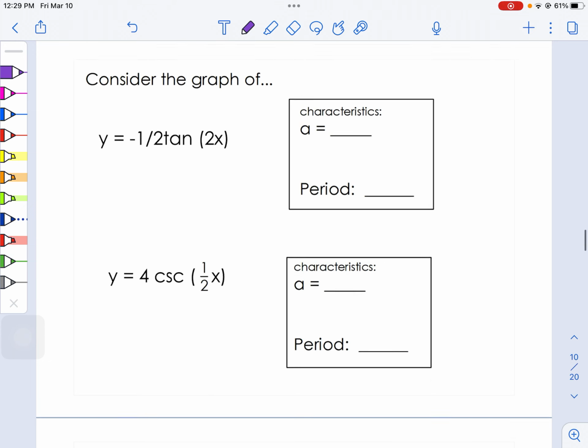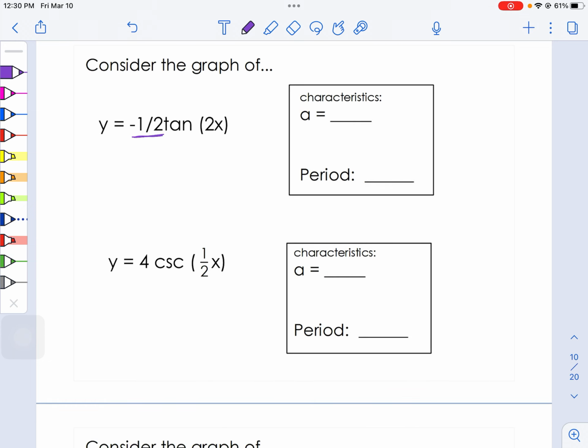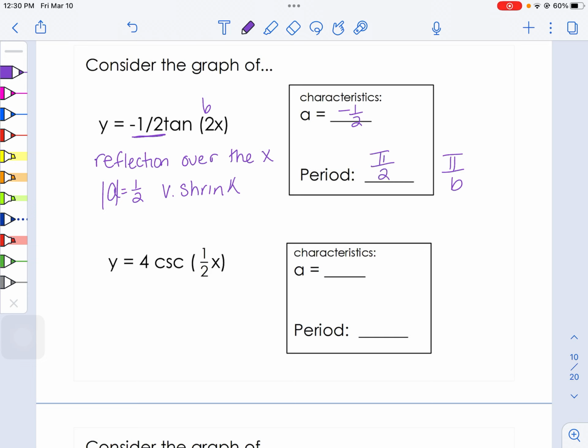Looking at a tangent function, the negative is going to be a reflection over the x-axis, and the absolute value of a, which is 1/2, is going to be a vertical shrink. We don't refer to that as an amplitude because the tangent isn't a wavelength. So we just do -1/2 for our a value. And then we find our period by just doing pi divided by our b value. Our b value is inside the function, and so for this one, it would be pi divided by 2.